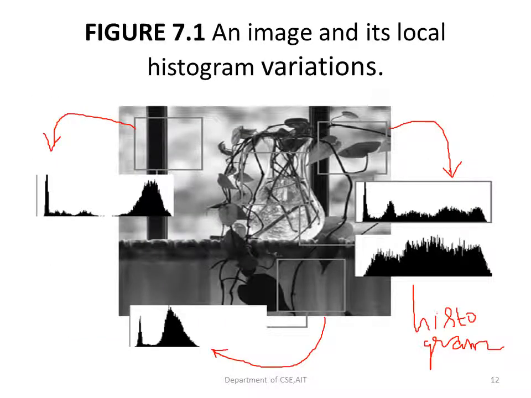So let us understand this picture. In this picture we have one vase which has a money plant, and it is kept at one particular place, and the background and everything is included in the image. If I consider the histogram of various parts of this image, for example, I have on the left side one band.